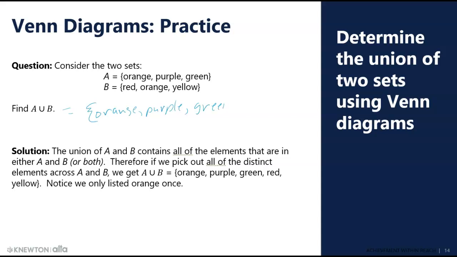Then I look at B, because I got to make sure I cover everything. Okay, I haven't written red yet. Orange, I already have orange. I have not written yellow yet.